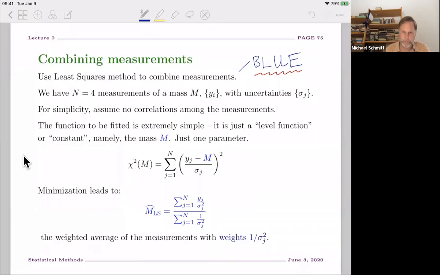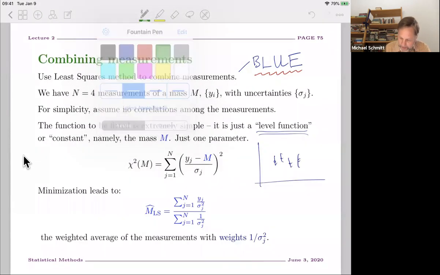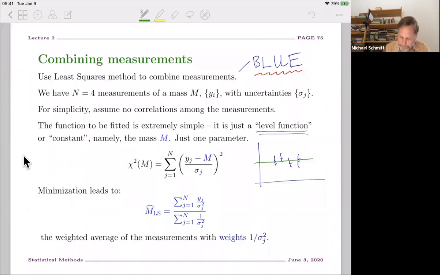For now, we're going to ignore correlations that might be there, okay? So our function, when you think about it, is extremely simple. It's just a level function, right? If we just plot the 4 values, 1, 2, 3, 4, we just want to find the horizontal line with no slope that minimizes the chi-squared with respect to changes in this direction. So it's a level function. Here it is, it's just a parameter sitting there by itself. So it's really, really easy to calculate the least squares estimator for this.